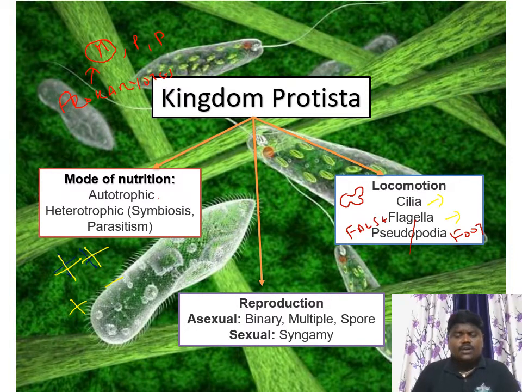Coming to reproduction, there are two modes of reproduction in the case of Protista: asexual reproduction and sexual reproduction. Asexual is by binary fission, multiple fission, or spore formation. Binary fission means splitting the cell into two equal halves. Multiple fission means multiple cuts over the body. Spore formation means a kind of precursor to seeds, called spores. Inside the organism there will be multiple progenies and they will be released together into the environment. Whereas syngamy is a kind of sexual reproduction in Protista.